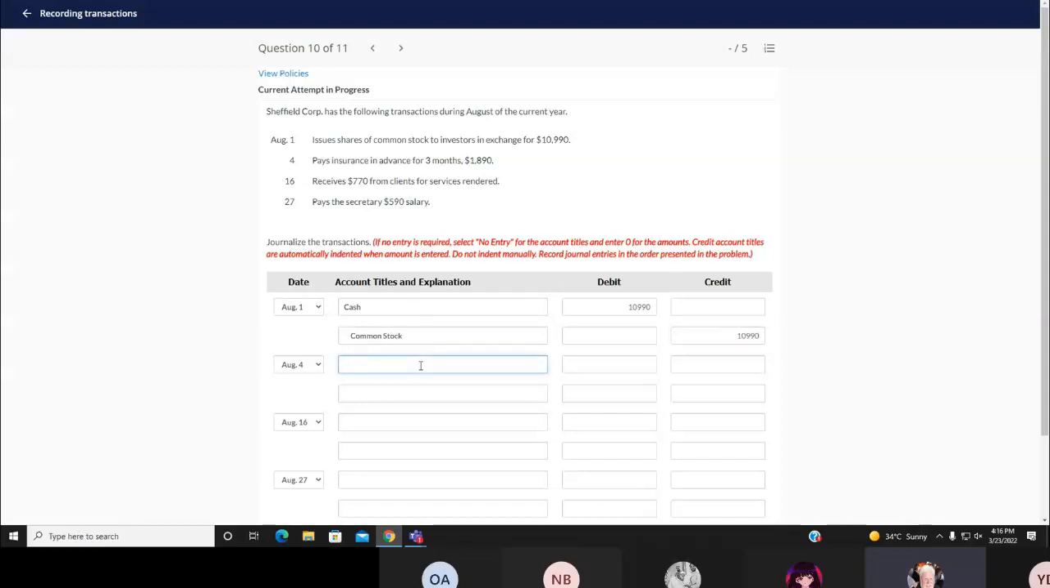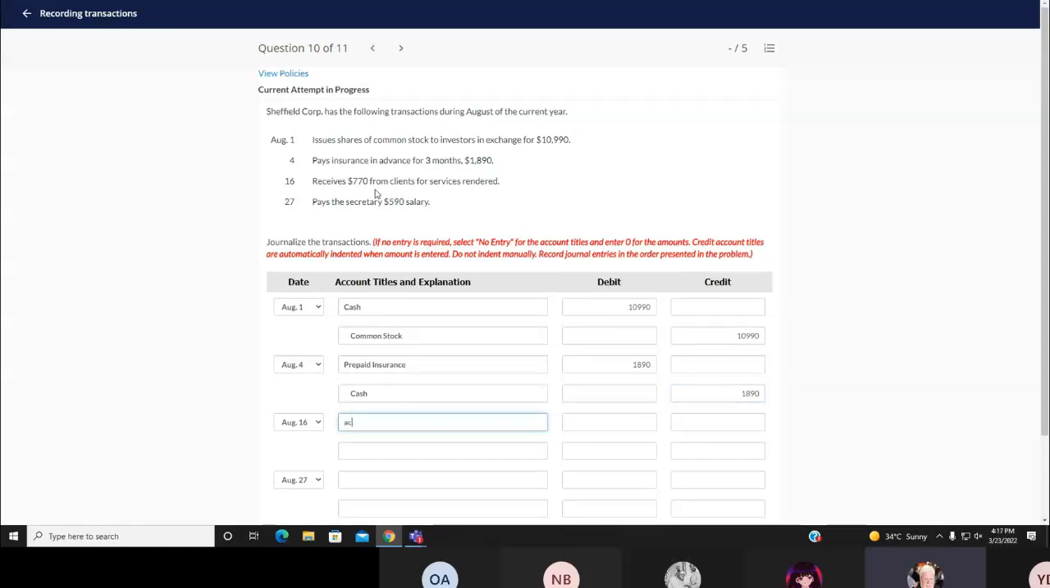Paid the insurance in advance. No, this is prepaid insurance. If I pay in advance, it's prepaid insurance. And what did I pay with? Cash. Okay, good.